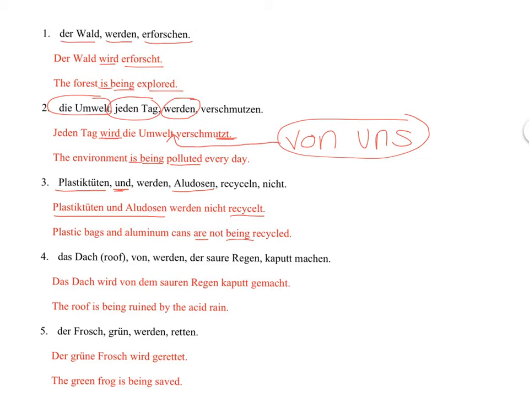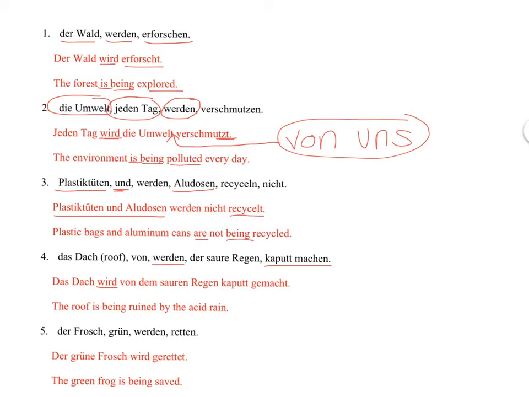For number 4, das Dach is the roof. The form of werden we're going to use: we have a singular roof, so werden is going to become wird. In this case, the von is being added, so I need to figure out where to put it. I do know at the end I have to have that verb, so kaputt machen is going to go at the end.